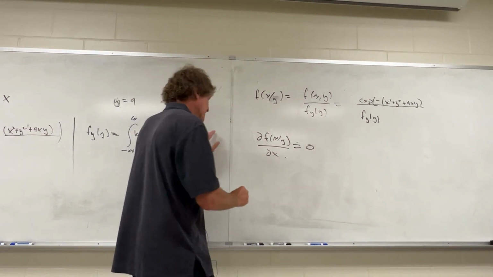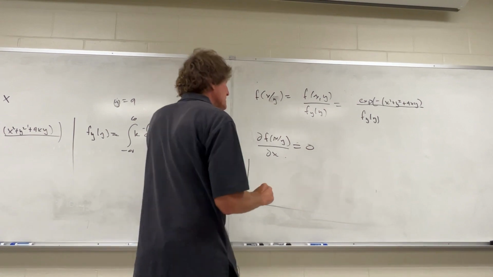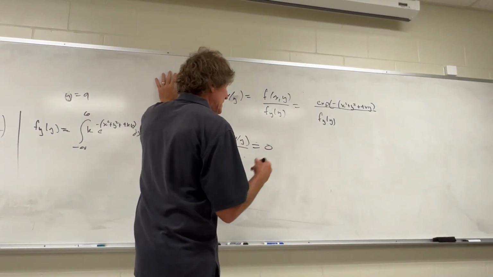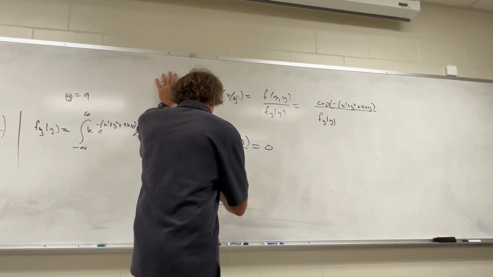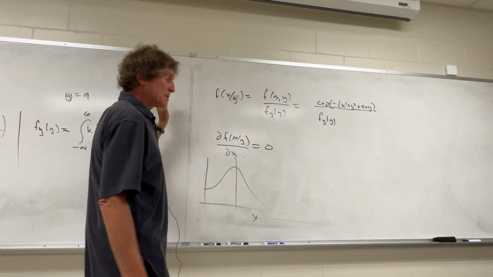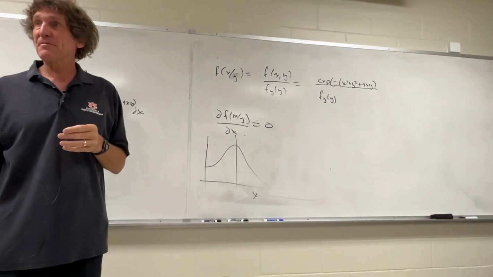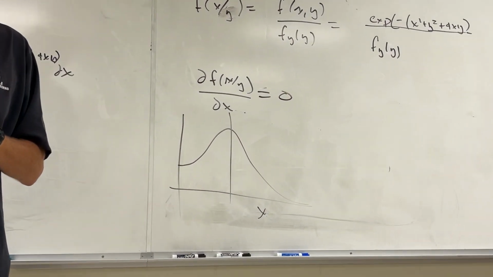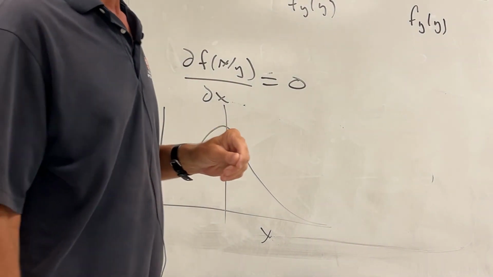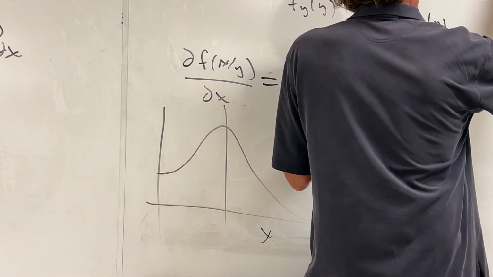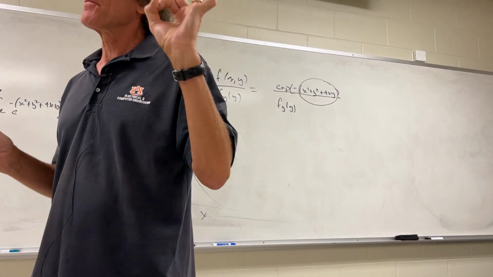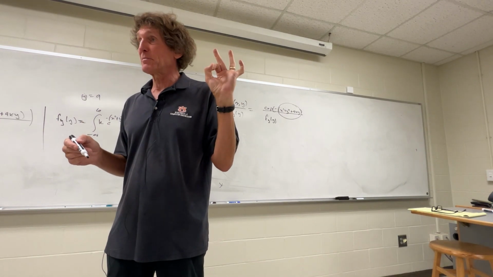If we actually graphed this function, I don't know exactly what it's going to look like, but depending on the value of y, it's going to have a peak. And if this is x, right there is our best estimate of x. It's where f of x given y is a peak. Are you with me? Now, the nice thing about these exponentials is when the argument inside the exponential goes to 0, that's the maximum value. Do you all agree with me on that, class?